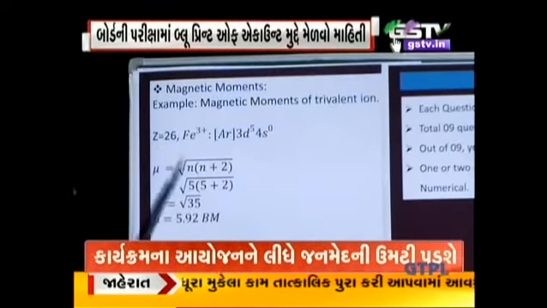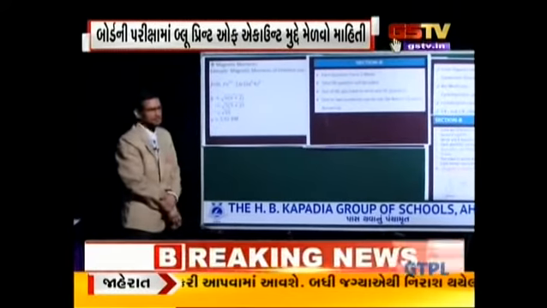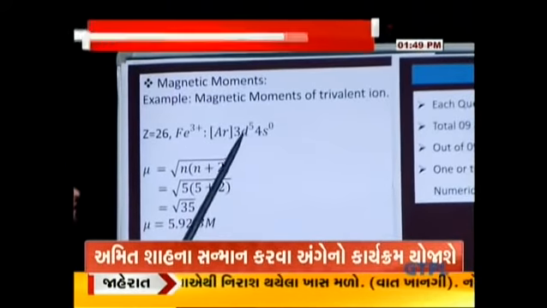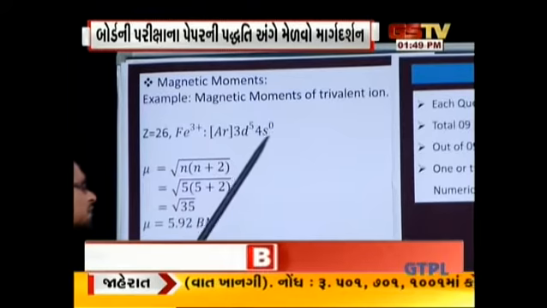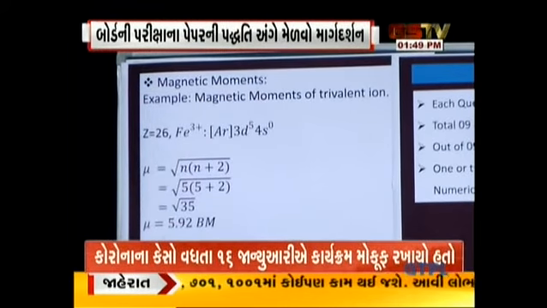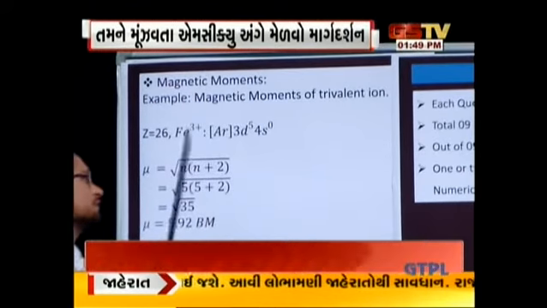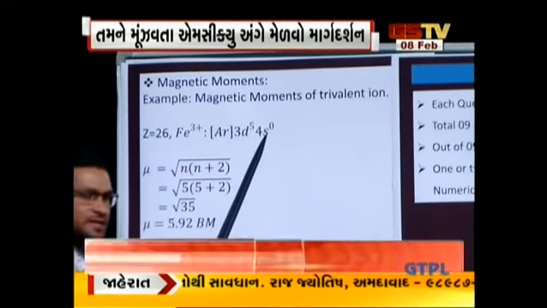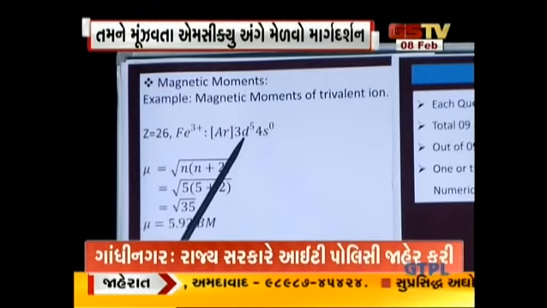The atomic number of Fe is 26 and the electronic configuration of Fe+3 is Ar 3d5 4s0. Why have I written 4s0? Because that is Fe+3, atomic number is 26, but 3 electrons are removed: 2 electrons are removed from the s orbital and 1 electron is removed from the d orbital.